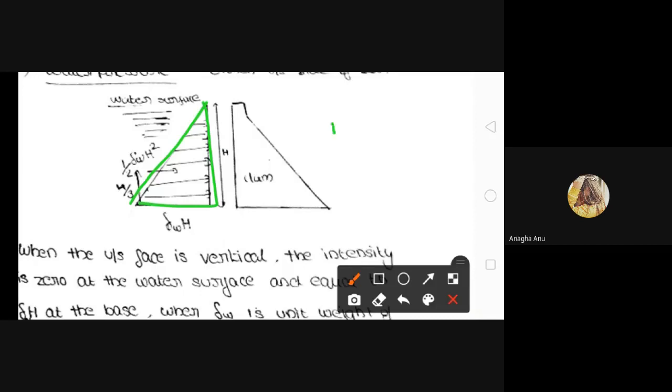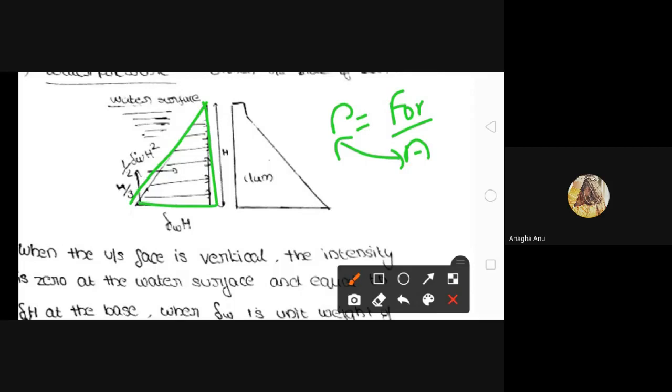Okay, we know that pressure equals force by area. So in order to find out the force, we multiply the pressure with area. This formula is applied in case of a point force. But here we know that the force is not a point force.